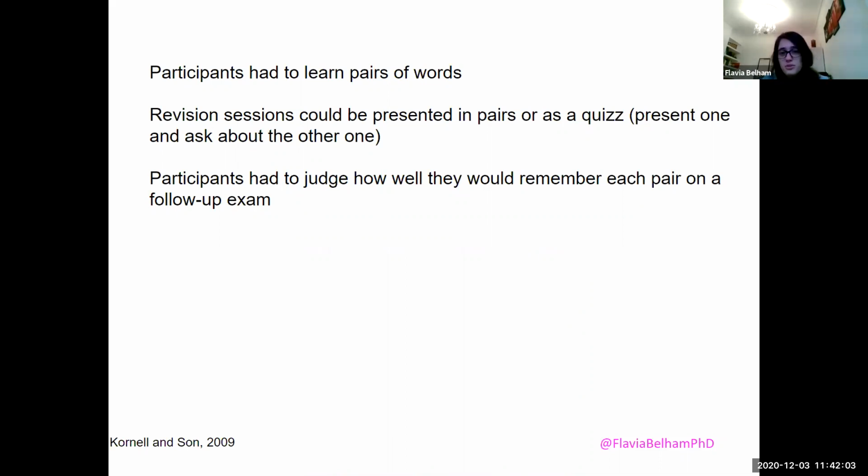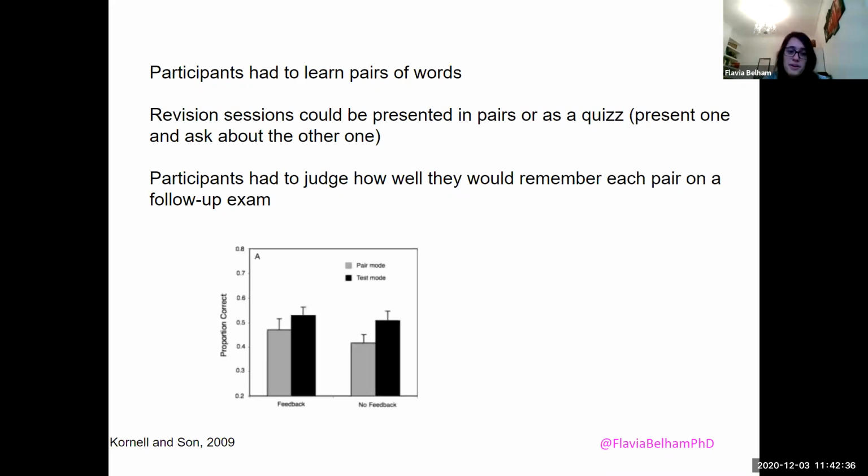So participants, who were students, had to learn pairs of words, and then they had two types of revision sessions before an exam. Either they would just read those words again, or they would be tested in a quiz, like a mock exam for the actual exam. And then during the revision sessions, participants had to judge how well they would remember each pair on the following exam. So they had to say, I'm going to remember that in the exam, I'm not going to remember that in the exam.